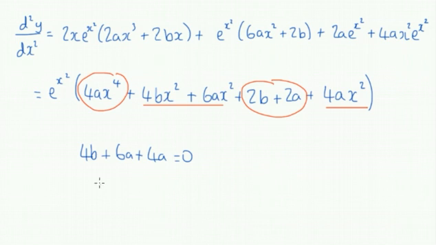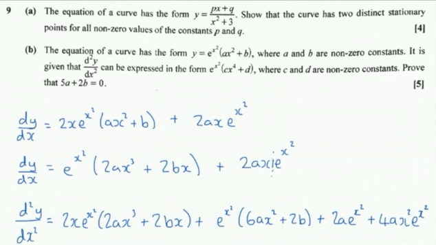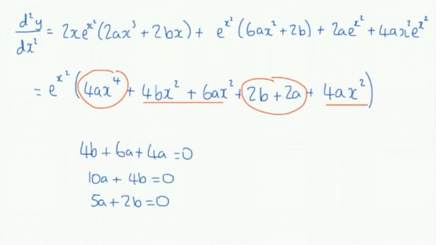If we tidy that up, that's 10a plus 4b, and we can divide by 2, and that gives us 5a plus 2b must equal 0. And that's what they gave us in the question. That's what we were trying to get to. Prove that 5a plus 2b equals 0. And that's what we've got.